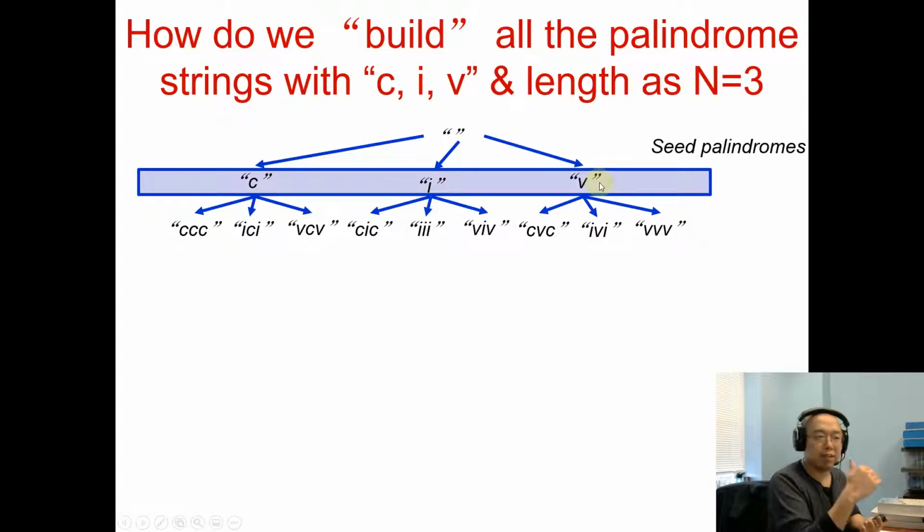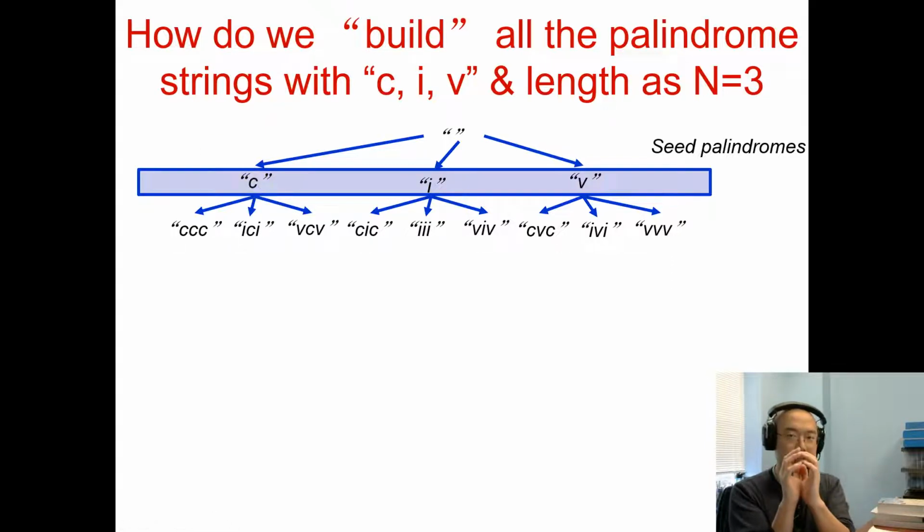When we do that, you will find that the one letter C, or one letter I, or one letter V, are palindromes. You read one side or the other side, and they're the same, right? Once we have those seed palindromes, now we simply need to expand the palindromes, and here's how. When we have C as a palindrome, and we add the same letter to both sides, we will have another palindrome.